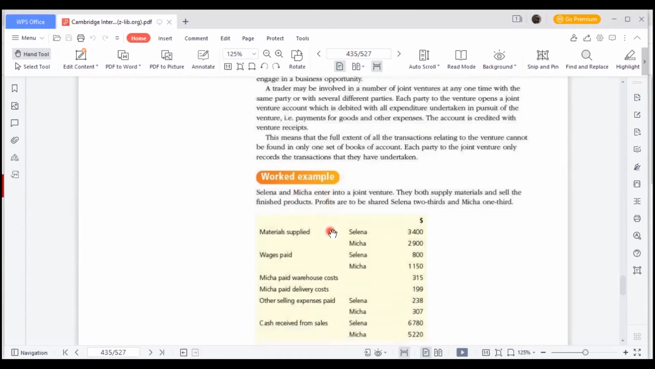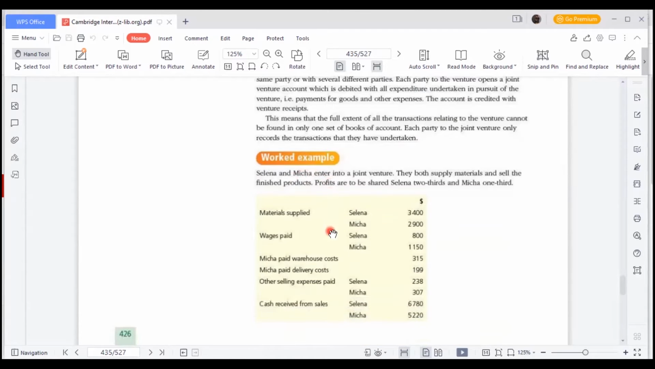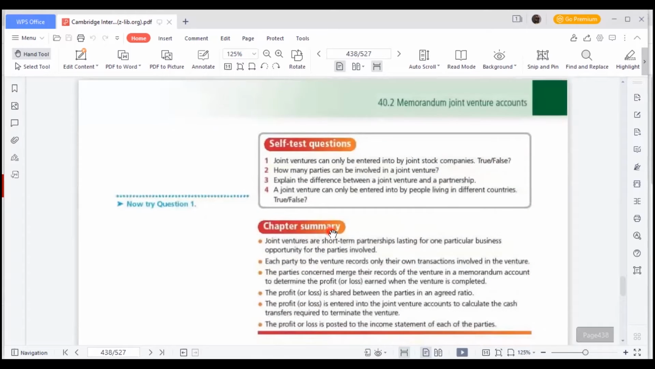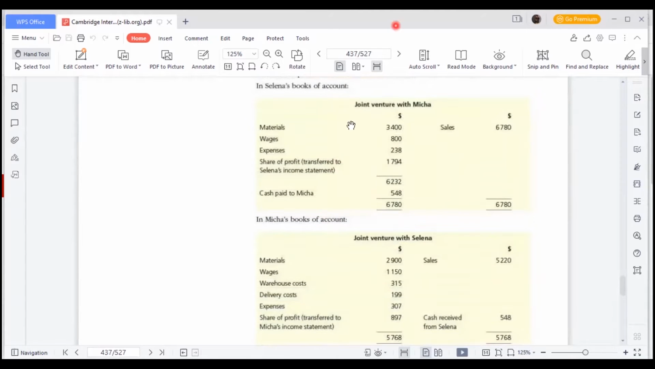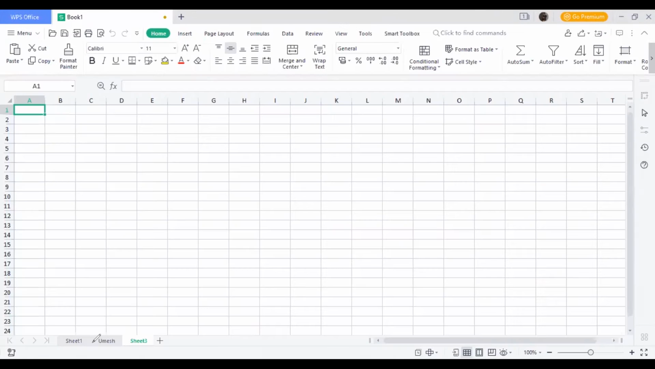Now, let's see how they are doing a business here. First of all, we need to open up two accounts, as you can see here. The accounts are going to be joint venture with Micha and joint venture with Selena. So I'm going to open up two separate accounts. So I'll write here joint venture accounts. And let me save this as well. So now we have joint venture account. I'm going to open up two accounts.